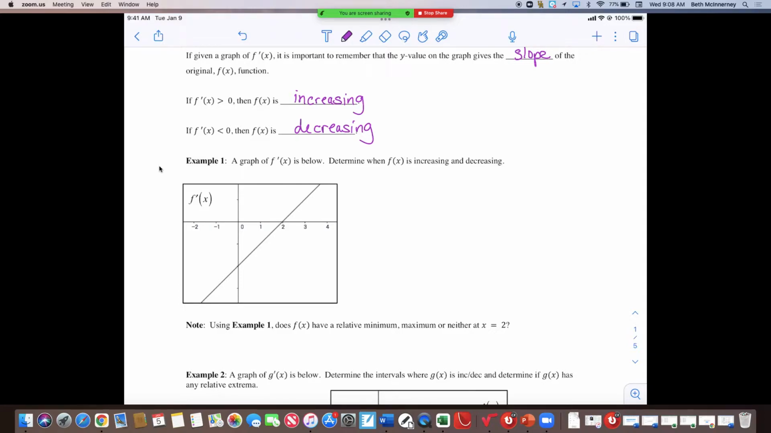Okay, discuss at your table. Have somebody say where it's increasing, somebody where it's decreasing, and somebody else if it has a relative min, max, or neither.